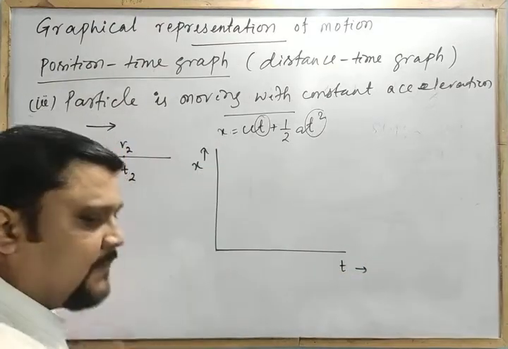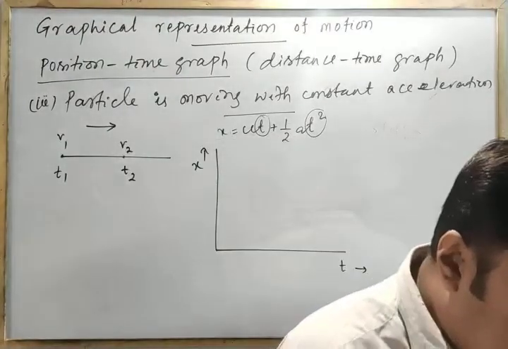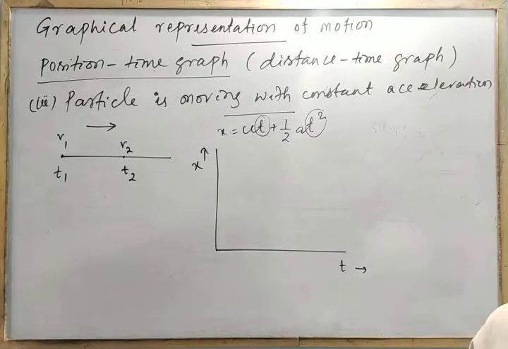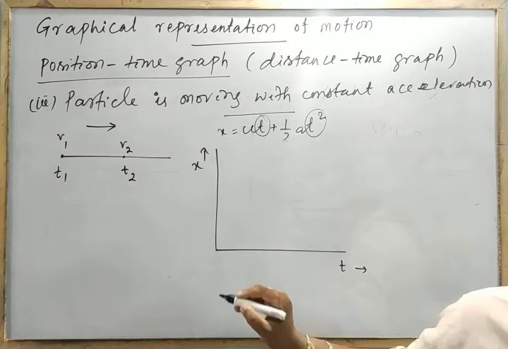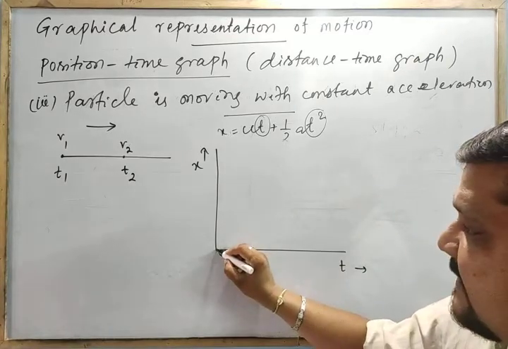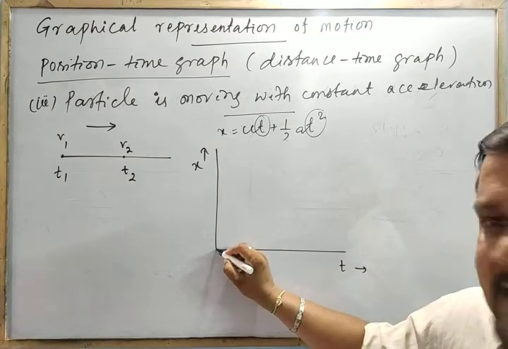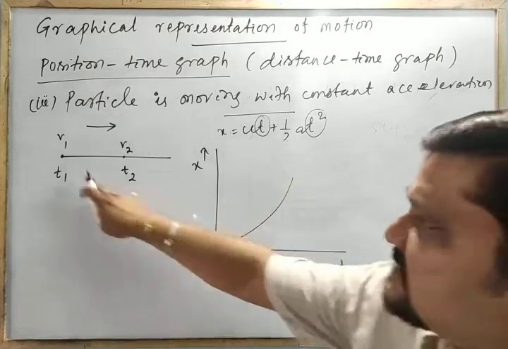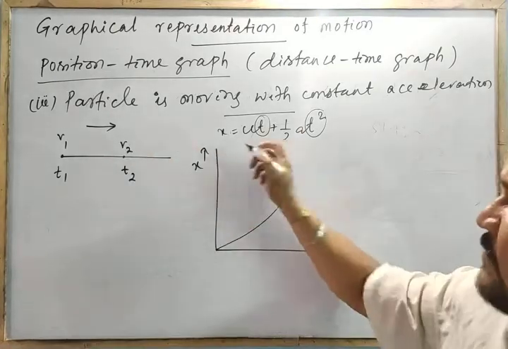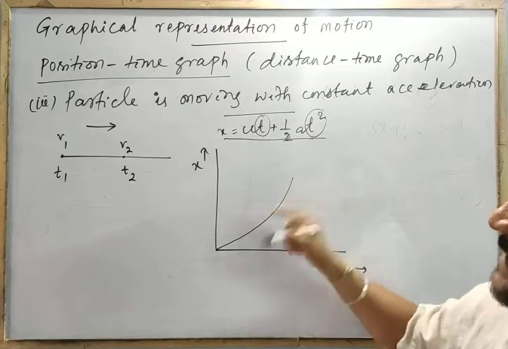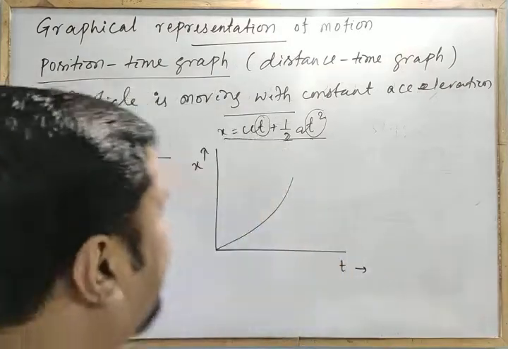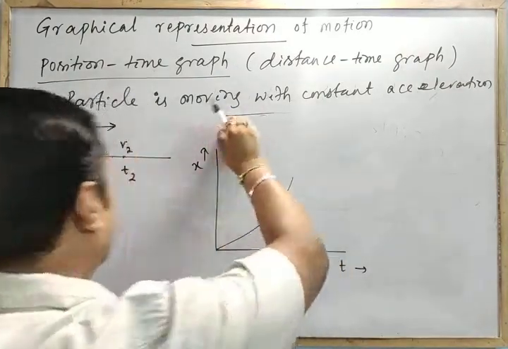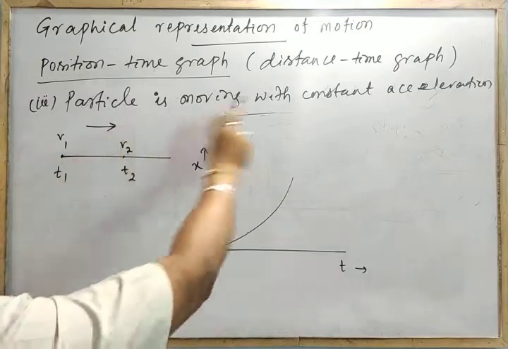In this case, it will be a curved line, that is, a parabolic. It looks like a parabolic equation like that. At time t equal to 0, position x, then increasing for velocity from v1 to v2. If you use that, it is a parabolic equation like that. It is increasing. Clear? Now, here the particle is moving with a constant acceleration.